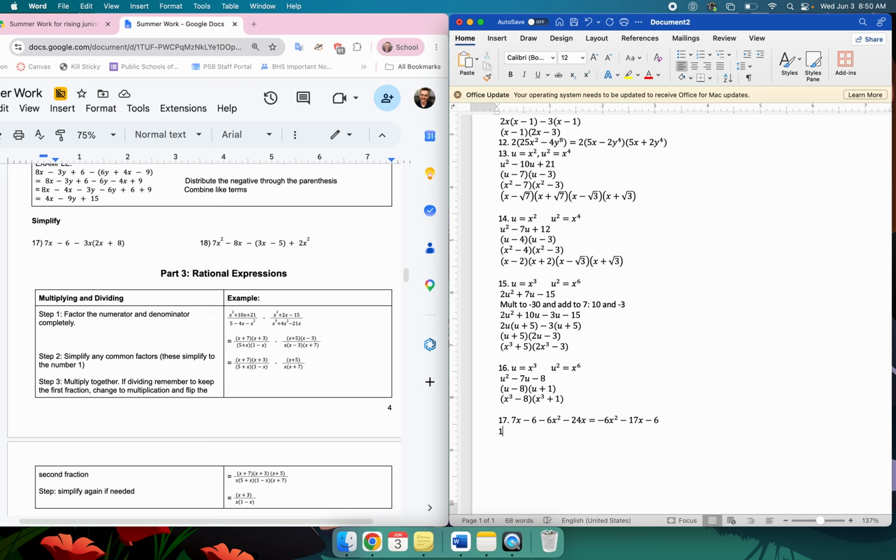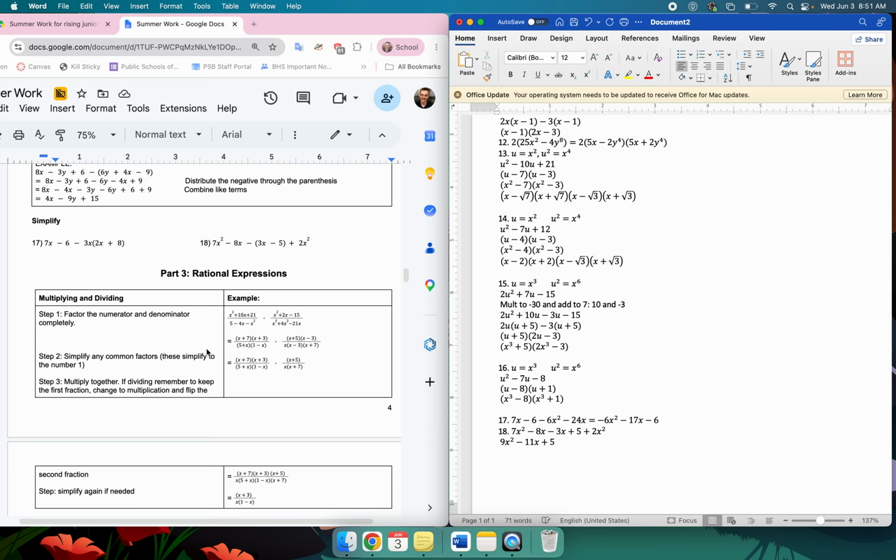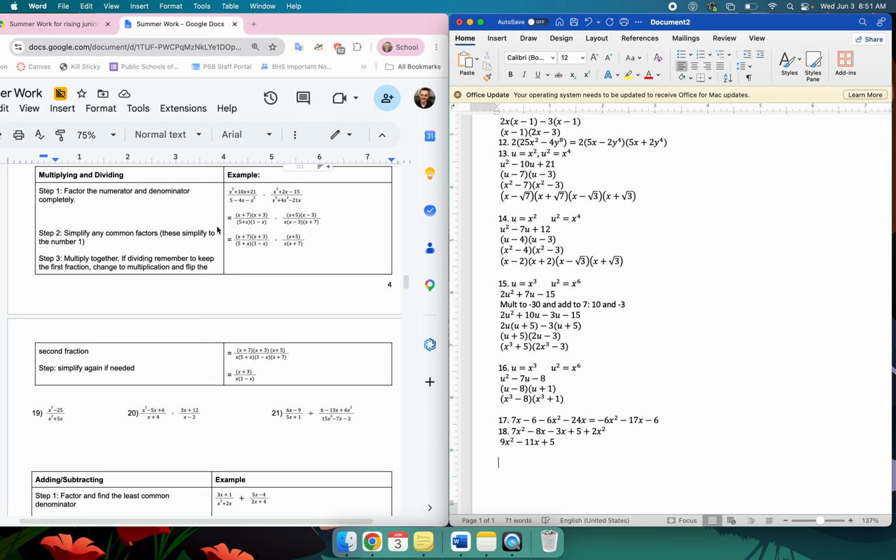Cool. Number 18, we're doing the same thing. We're just going to start by distributing. What am I distributing? This minus sign. I'm just going to distribute that minus sign to get negative 3x plus 5 plus 2x squared. Then I'm going to look for like terms, which means same variable, same exponent. I see 7x squared and 2x squared, that's 9x squared. I see negative 8x minus 3x, that's minus 11x, and then I see a plus 5. Cool. Am I supposed to factor this? Probably not. That's fine.